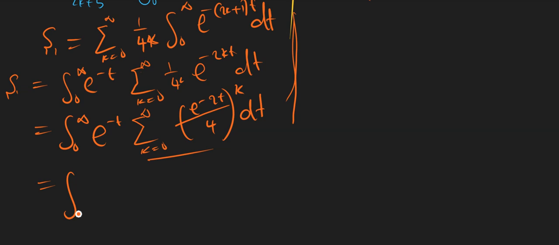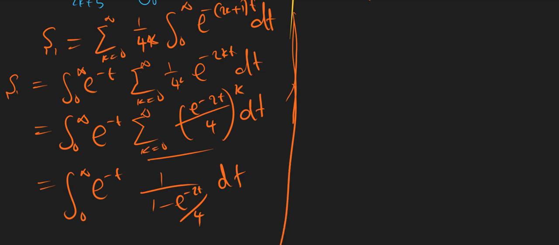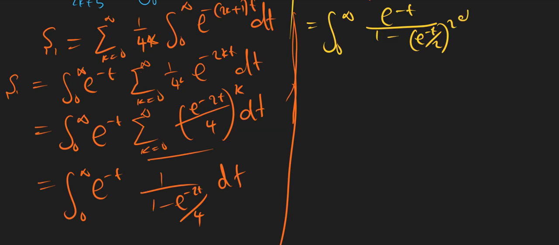So we recognize this as a geometric series, and this is going to be the integral from 0 to infinity of e to the negative t times 1 over 1 minus e to the negative 2t over 4 dt. So this would give us, on the next page, the integral from 0 to infinity of e to the negative t all divided by 1 minus e to the negative t over 2 all squared dt.